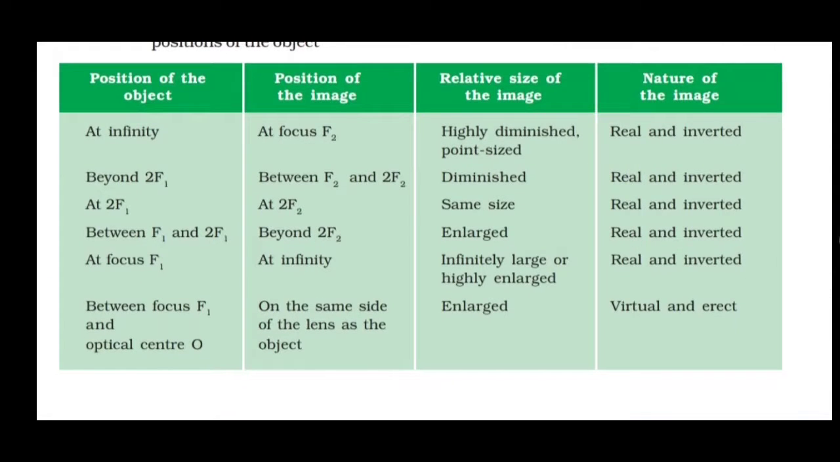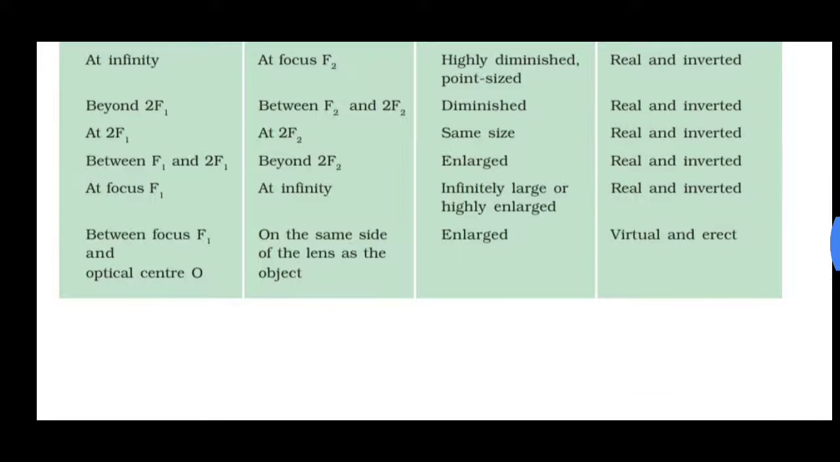First is the position of the object at infinity. The image will be formed at focus. The image will be diminished, point size. Nature will be real and inverted. In all the cases, the nature of the image is real and inverted, but in the last one it is virtual and erect because it is enlarged. When the object is beyond 2f1, the image will be formed between f2 and 2f2. It will be diminished, real and inverted.